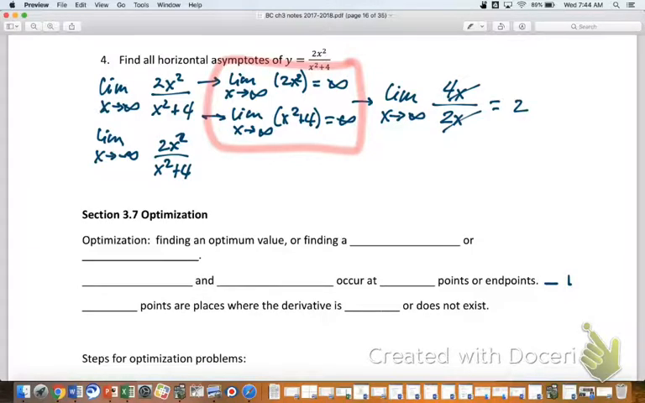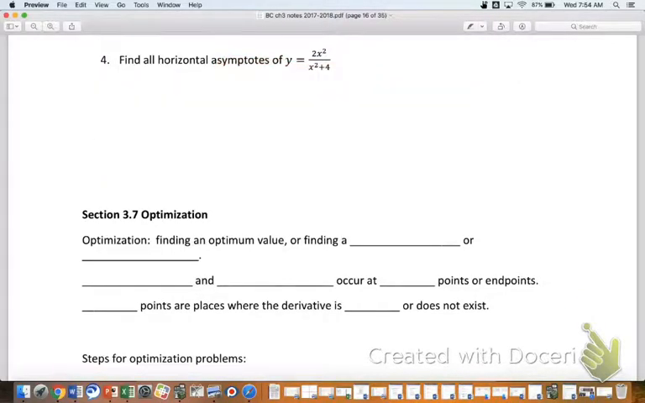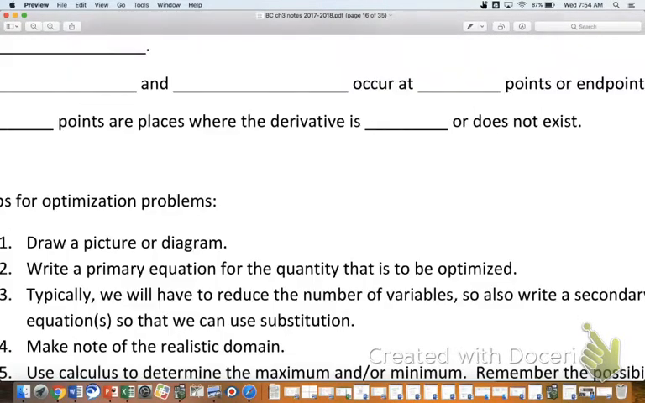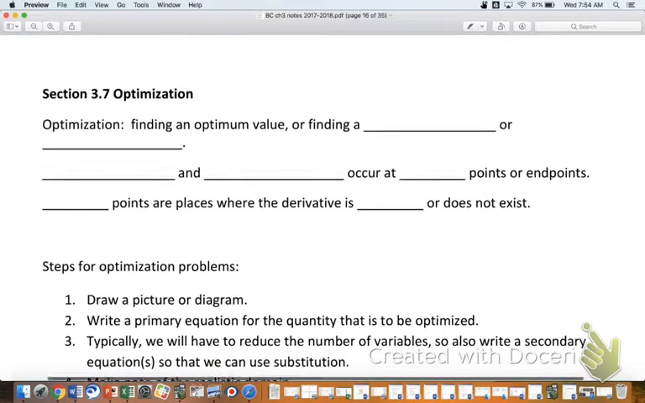Any other questions? All right. Well, let's see if you guys can fill in the blanks. Let's see if you can make sense of this. Take a look at 3.7, optimization, and see if you can figure out what should go where. We'll start in with some examples.